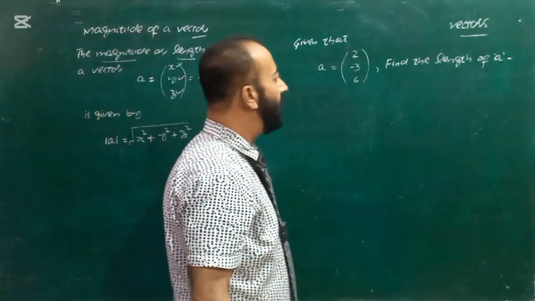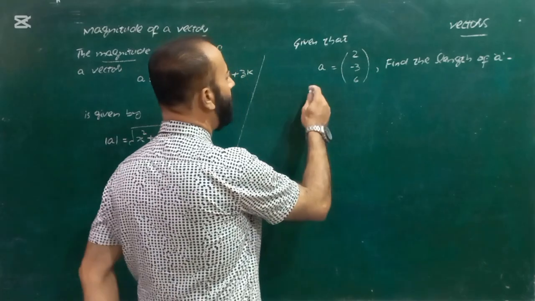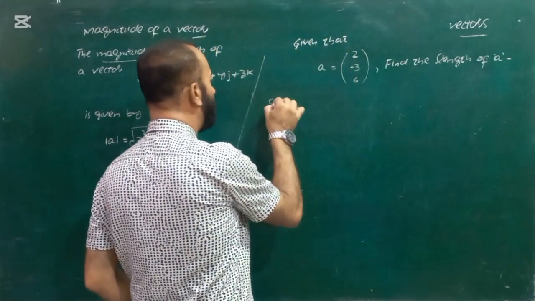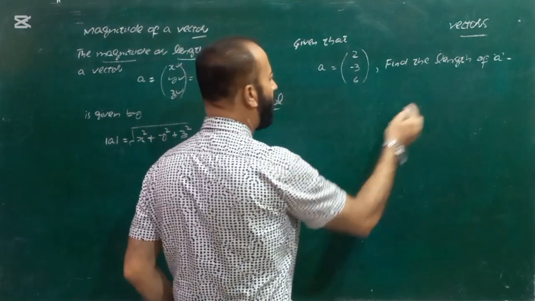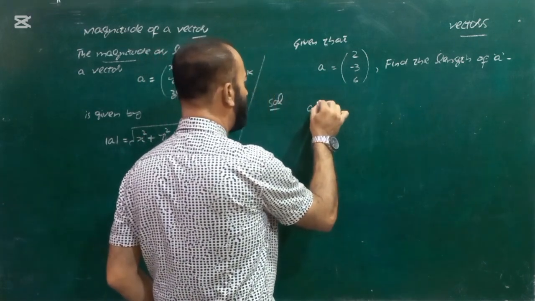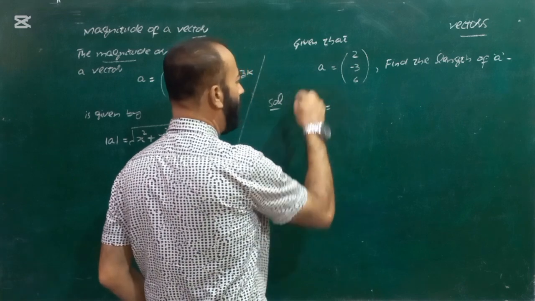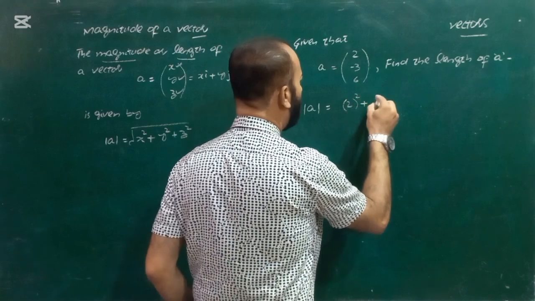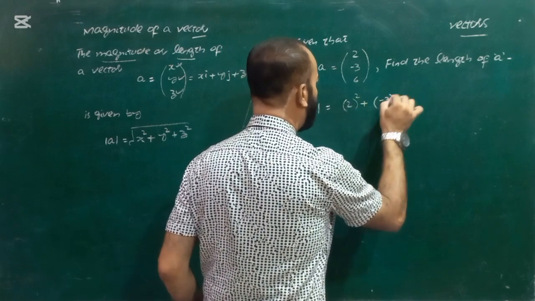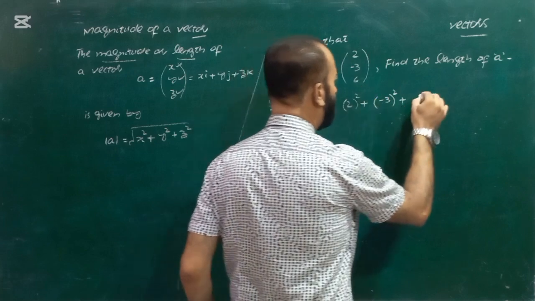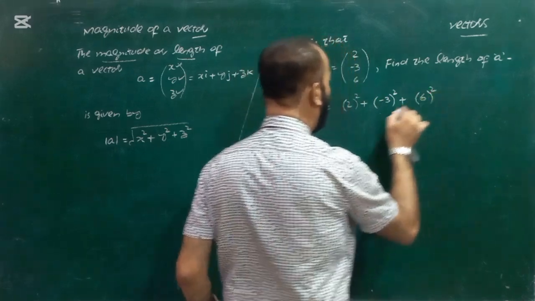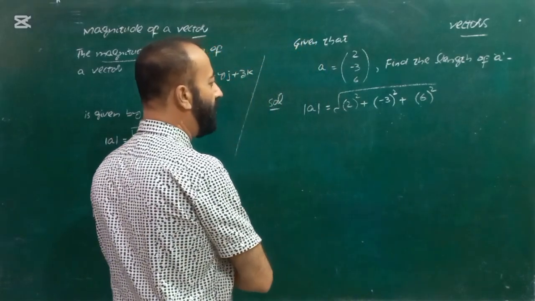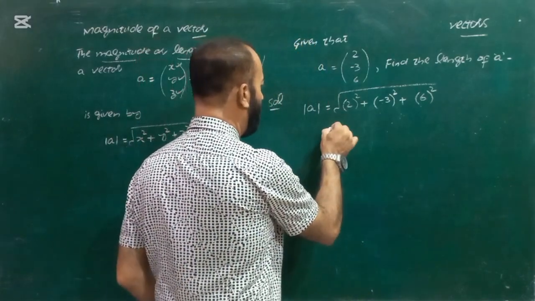So here is an example that will make your concepts more clear. Given that A is equal to (2, -3, 6), find the length of A. So look now, because length or magnitude is the requirement. So first you will put mod around the A, and then x square, that is 2 square, plus y square, that is minus 3 square, plus z square, that is 6 square, and whole square root. So this is the step that will be there for finding the magnitude.